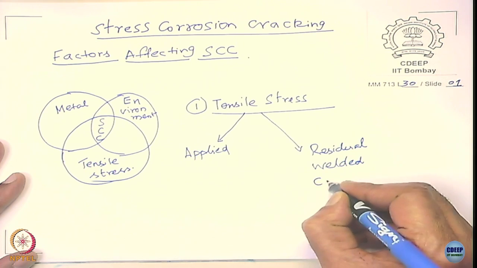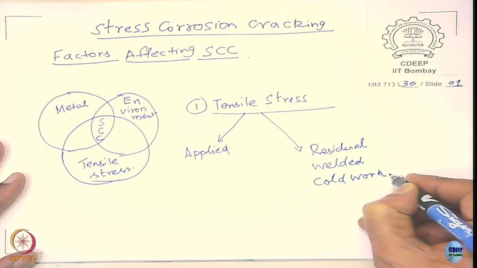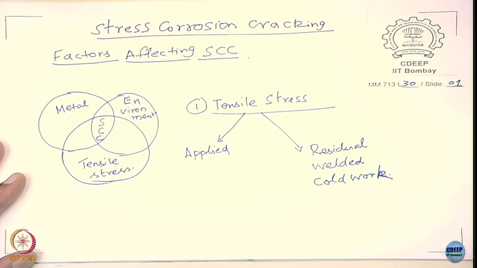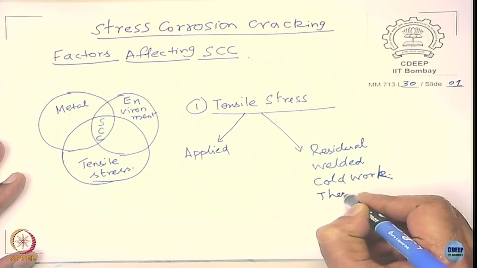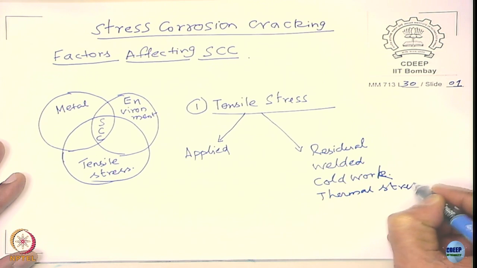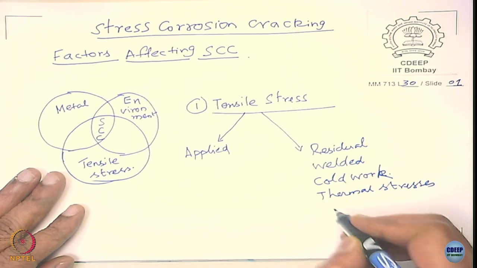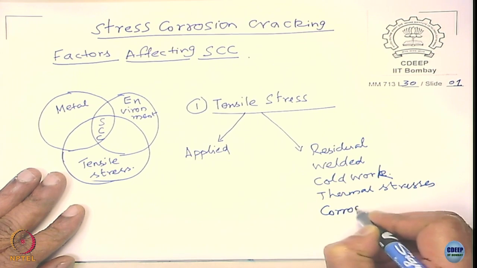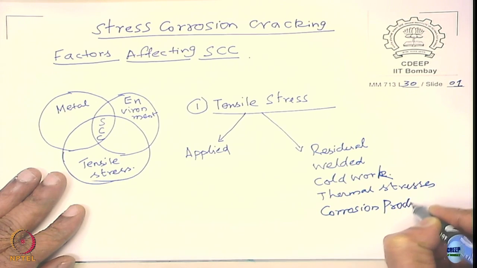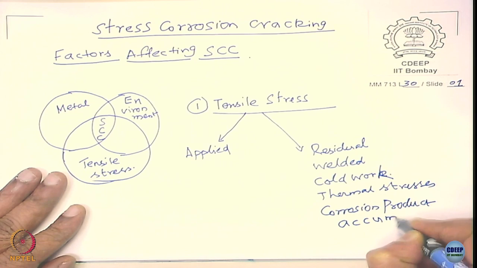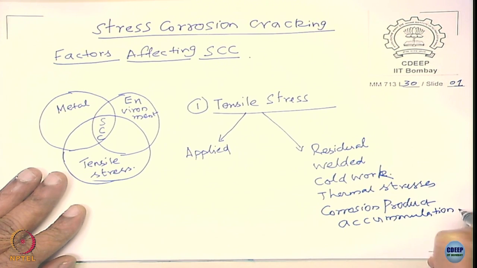It could be from cold work. You have done wire drawing, or some kind of sheet metal formed by rolling operations. It can be thermal stresses acting on the material, or it can also be related to corrosion product accumulation in the system. The corrosion product accumulation can come depending upon the situation.